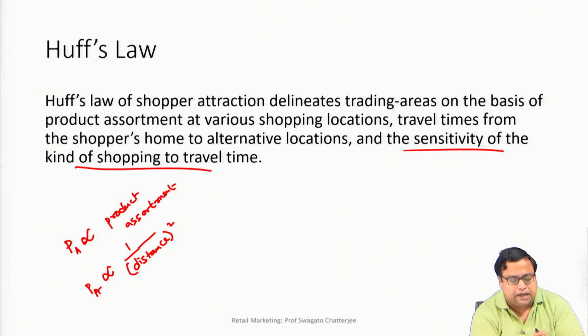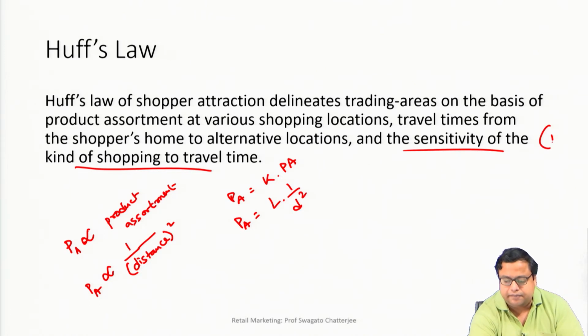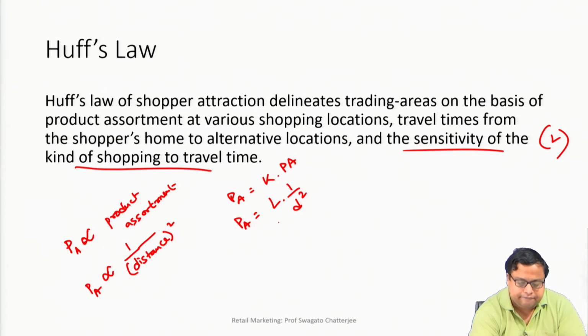Now, if this is the case, if I take those PA and PB, sensitivity will come in terms of the parameter. So, PA will be, let us say, K into product assortment, and the probability of A will be L into 1 by distance squared. This L is the sensitivity. Now, L will go away and I will show you why. The reasoning for A: so, what will be PA? The PA will be, at the end of the day, KL, K and L are two parameters, into product assortment availability by distance squared.